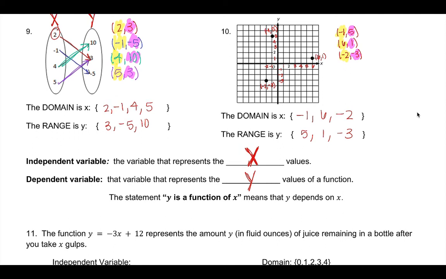So we've learned that another name for x is domain. We've learned that another name for x is independent variable. We've learned that another name for x is input. And then for y, we've learned that another name for y is range, dependent variable, and output. So we've learned all of those things.